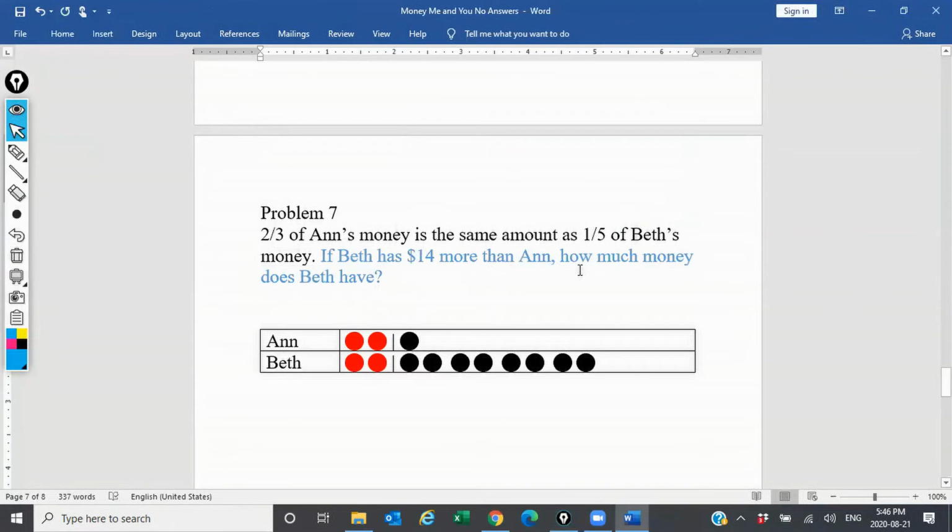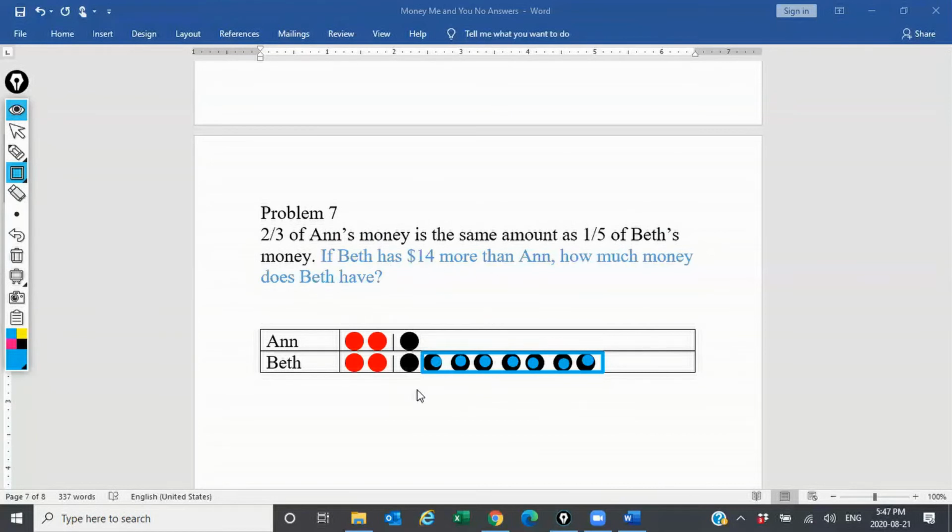Okay, she has $14 more. How many more circles does she have? They both have 2 red ones here. They both have 1 black one. But Beth has 1, 2, 3, 4, 5, 6, 7 more circles than Anne. You know what? Rectangles, that looks better anyways. There. So she has 7 more circles than Anne and $14 more than Anne.